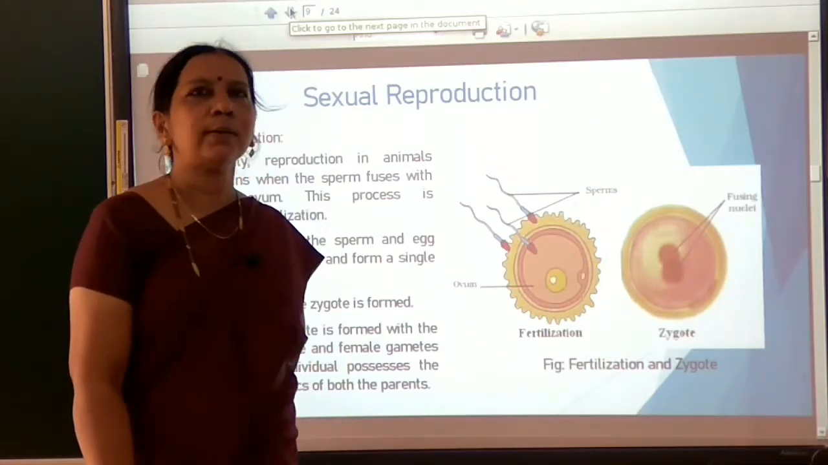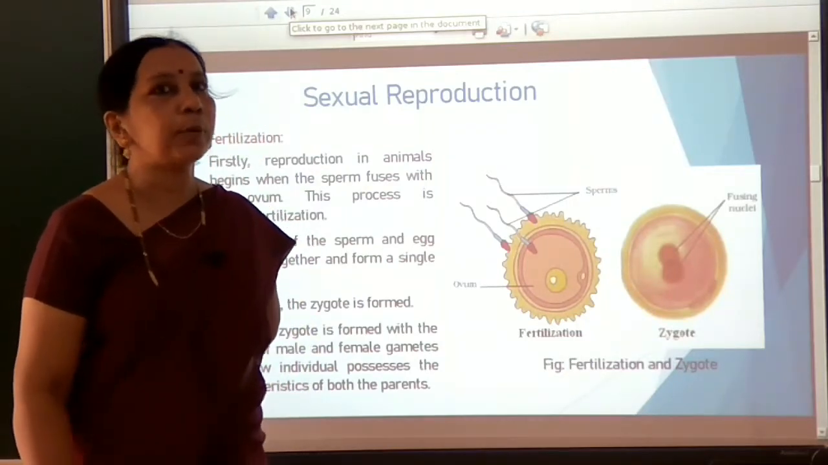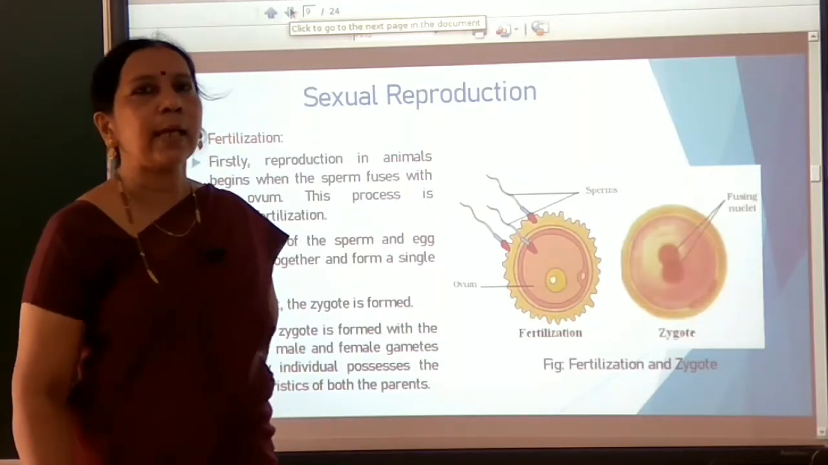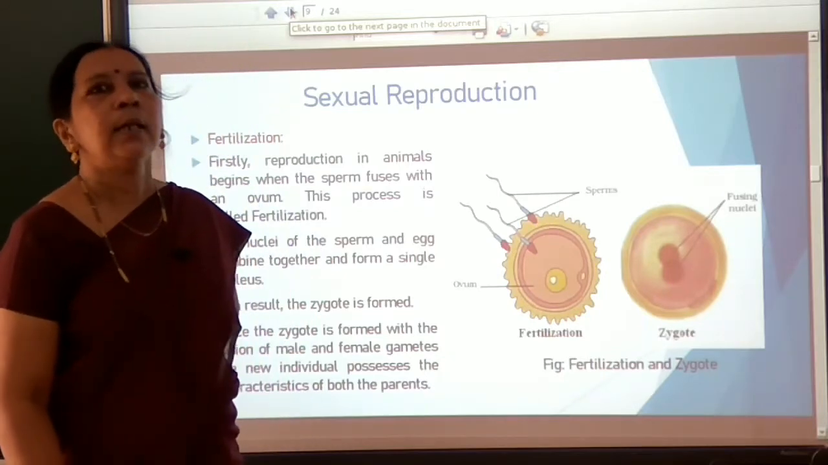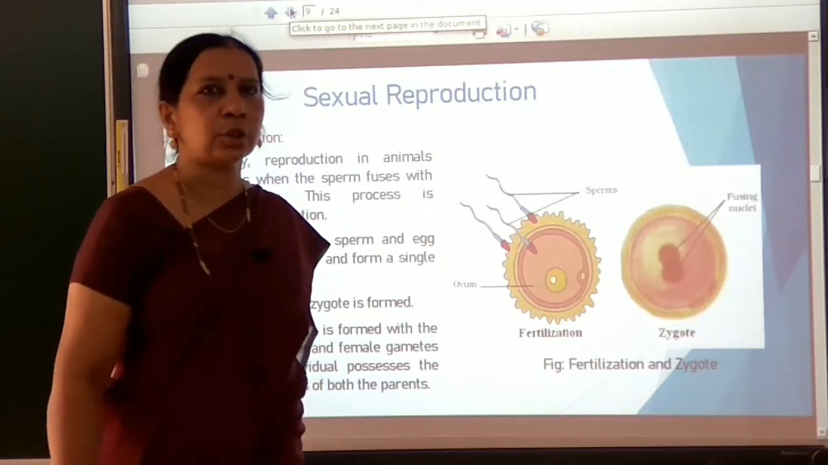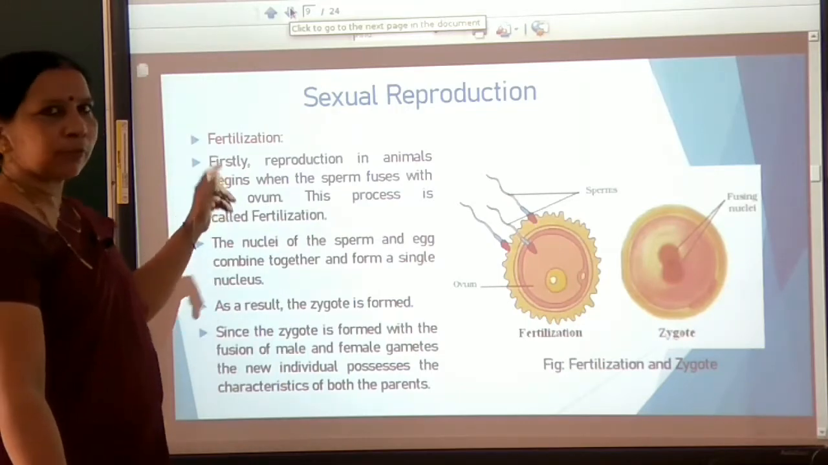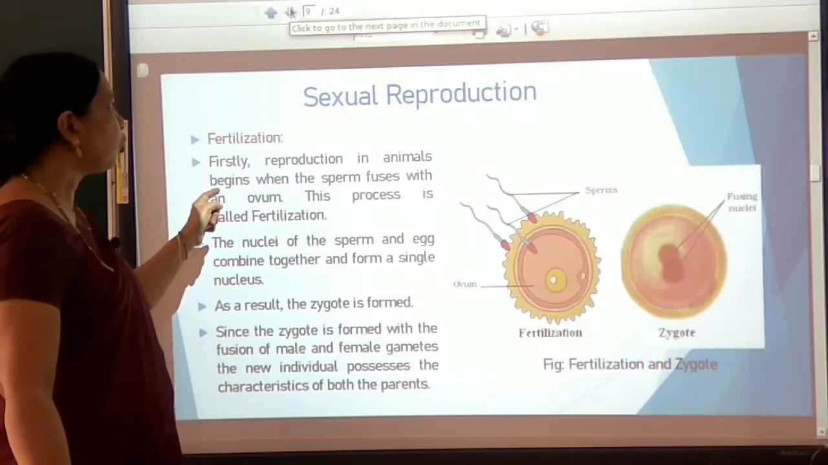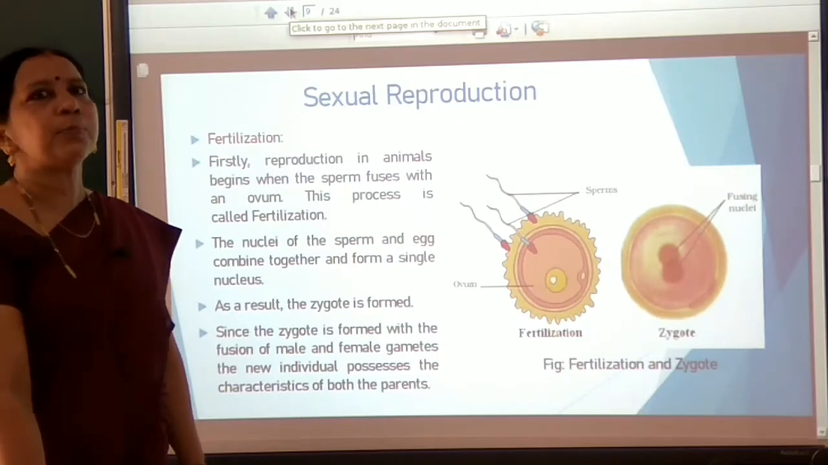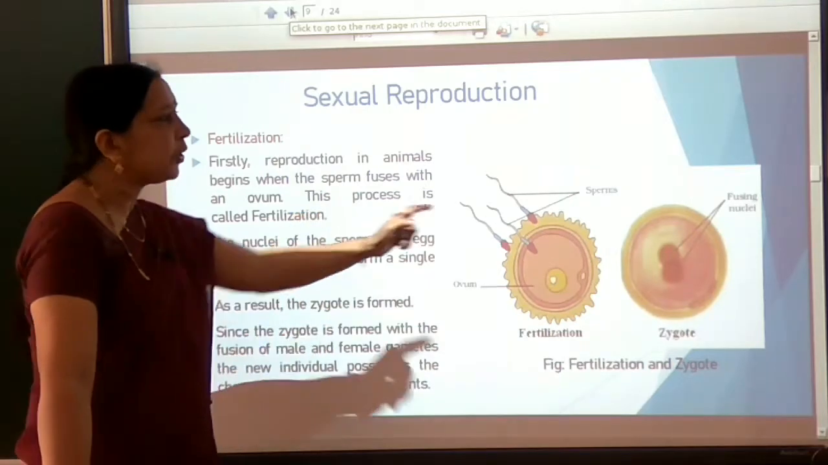By now you know what fertilization is. You have learnt in 7th standard, in sexual reproduction in higher plants, that when the male gamete fuses with the female gamete, a zygote is produced. What do we call this process? Fertilization. Can you recall and tell me what fertilization is? Fertilization is the process of fusion of sperm with an ovum. The process of fusion of sperm with an ovum is called fertilization, which results in the formation of a zygote.